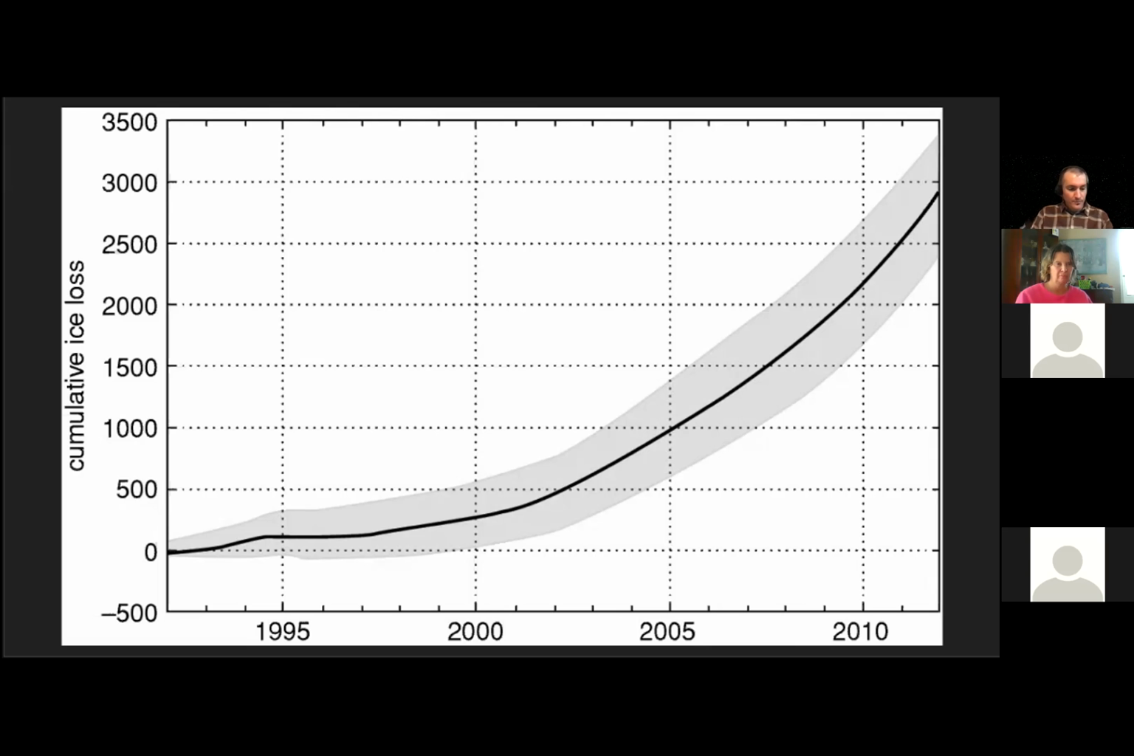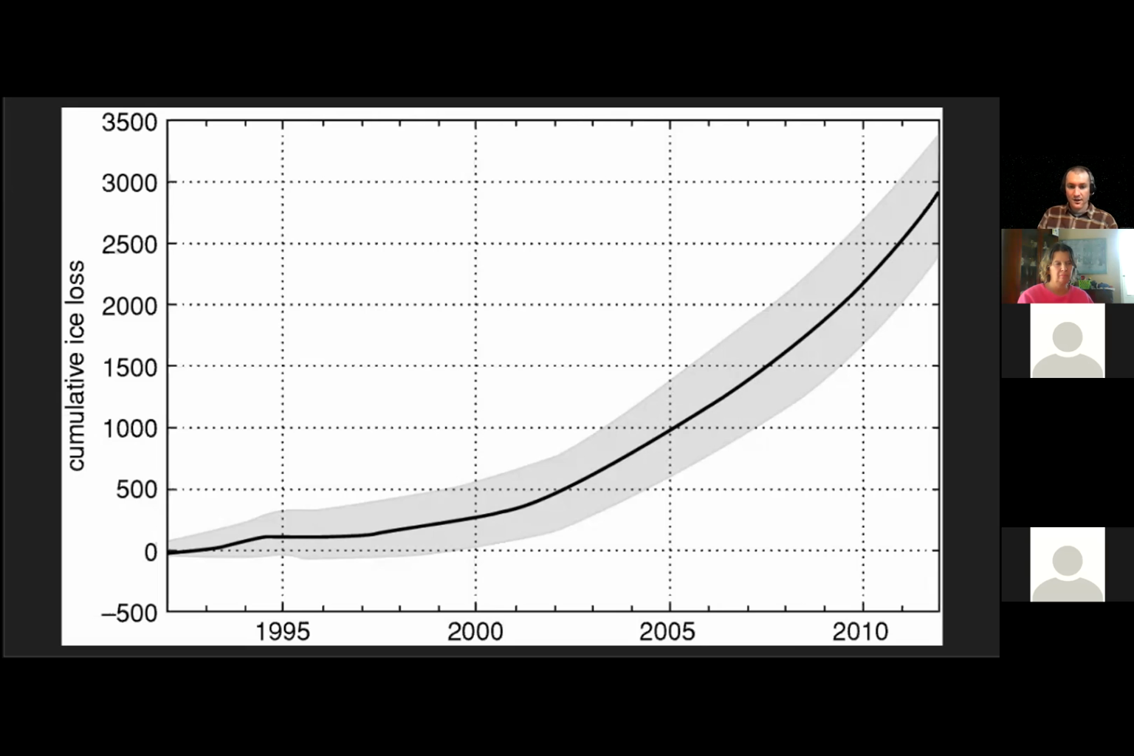So back to ice loss. So we talked about ice area. This next figure here is showing cumulative ice loss and the number of billions of tons of ice that have melted since the mid 1990s. And we can see a very fast rate of increase of ice that we've been losing.